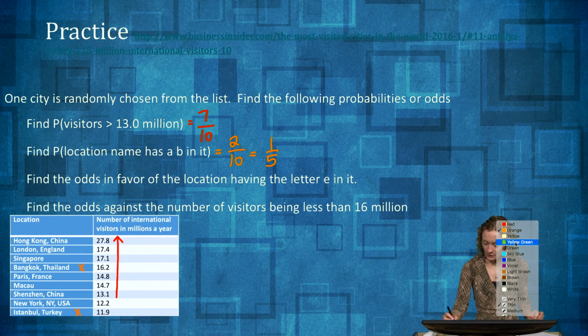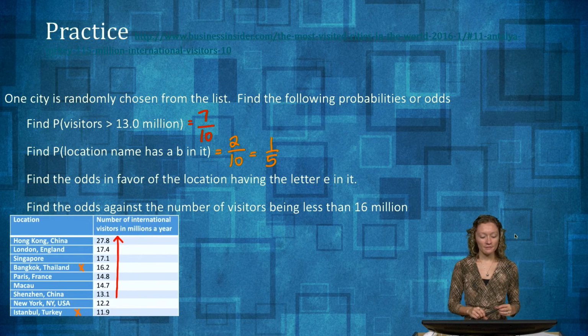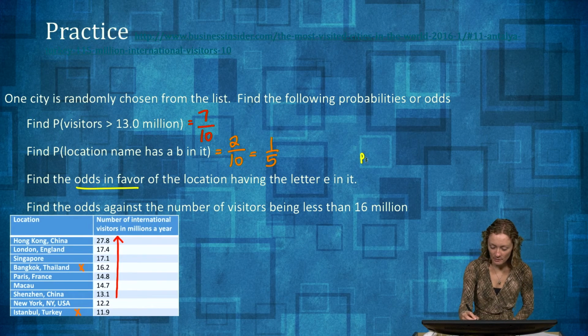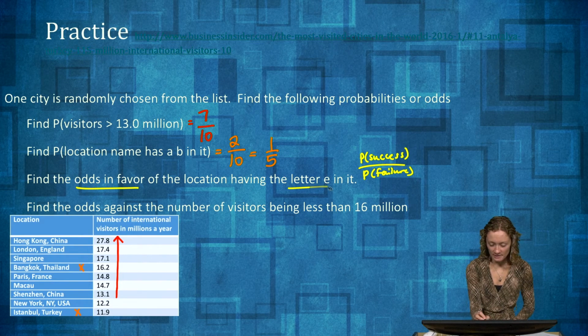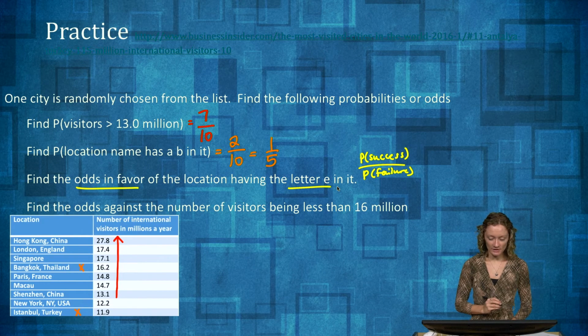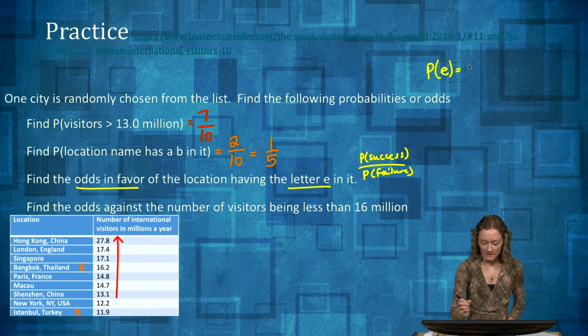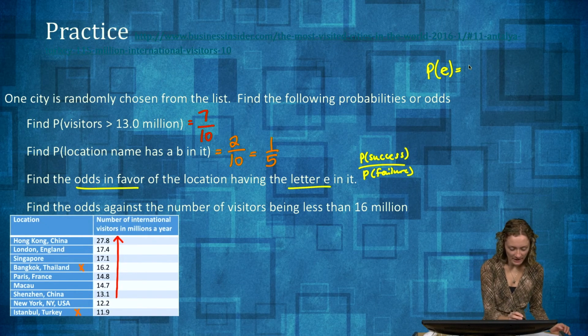Okay. The third question here is find the odds in favor of the location having the letter E in it. This is odds in favor. Odds in favor is probability of success over probability of failure of our event. And the event is that it has the letter E in it. So let's say probability of E. So let's go ahead and mark which ones have an E in it.